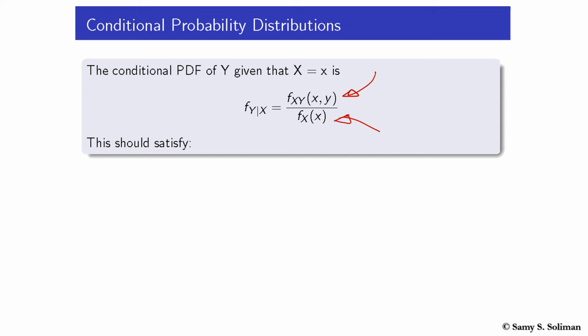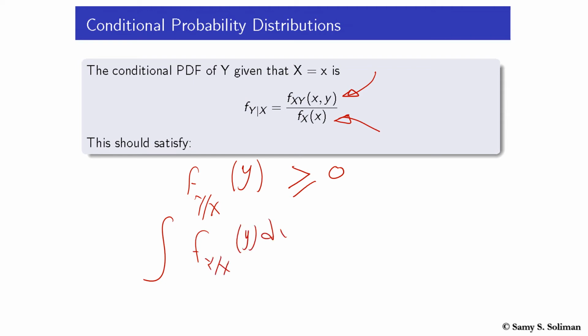Of course, since the conditional PDF is a valid PDF, it should satisfy the conditions that f of y given x, which is of course a function of y, should be larger than or equal to 0, and it should also satisfy the rule of total probability, which is that the integral of f of y given x dy over all the values of y should be equal to 1.